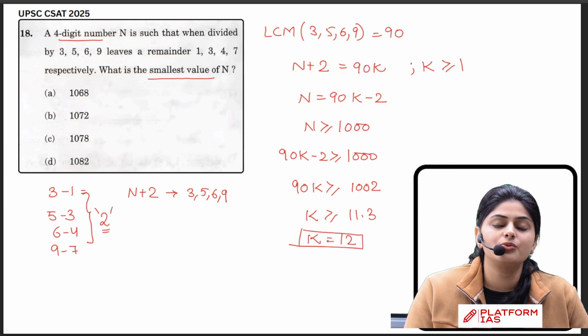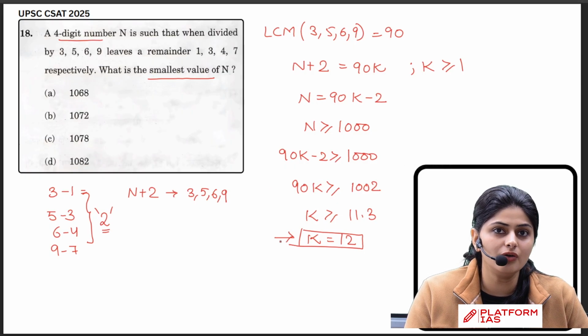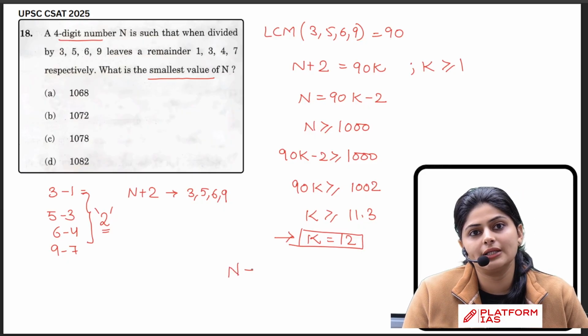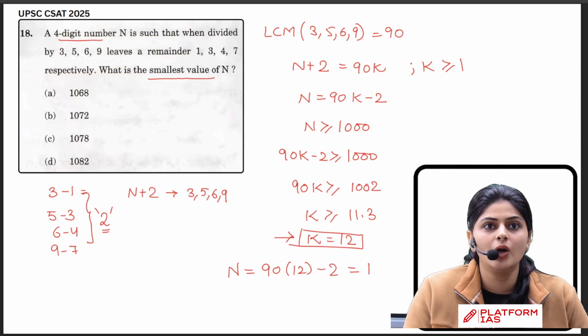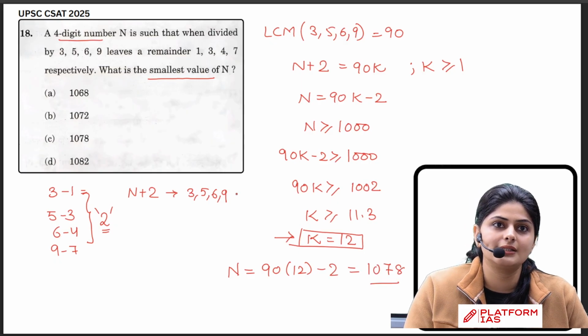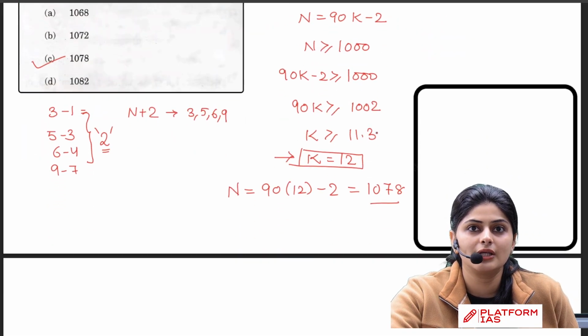Now substituting the value of k into n, we need to find the smallest value, so we will take the smallest value of k. Substituting this, we get n is equal to 90 times 12 minus 2, which gives me 1078. So your answer will be option number C. Now moving to the next one.